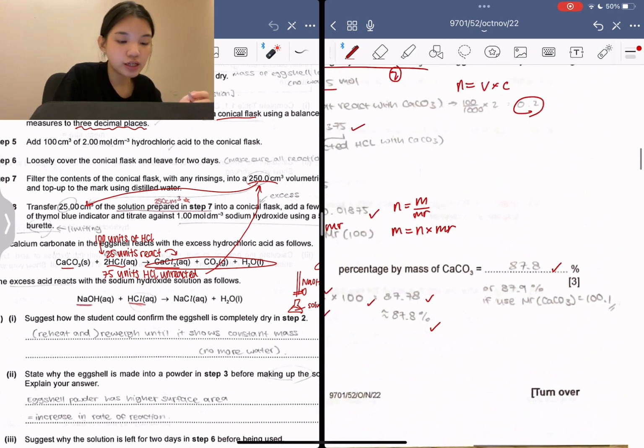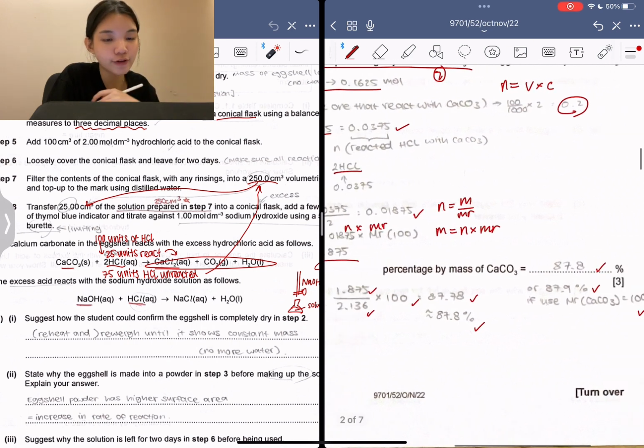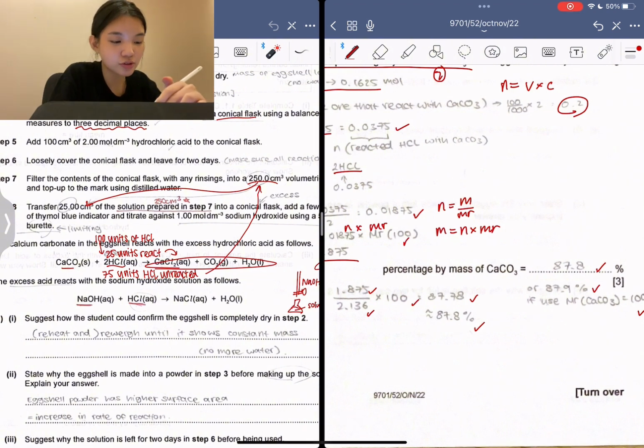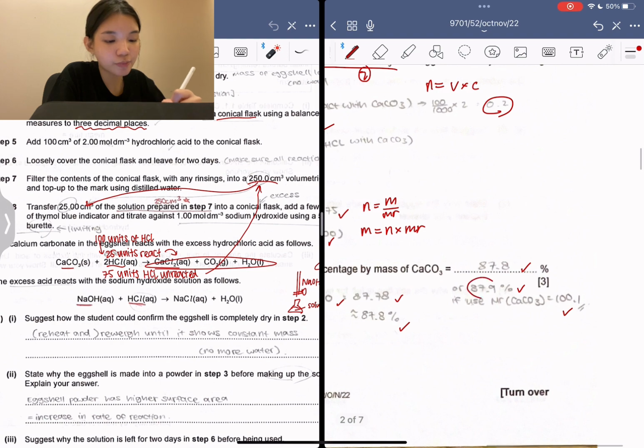However, in the answer key, the percentage by mass of CaCO3 is actually 87.9% if you use the Mr 100.1. But in this case, I used a different Cambridge periodic table and got 100. So you should actually get 87.9%.